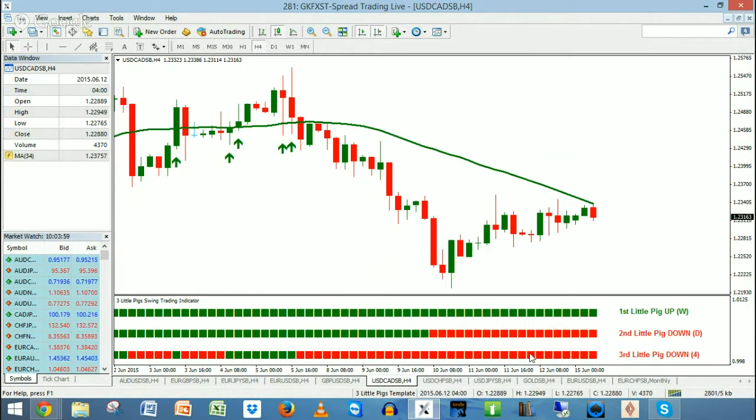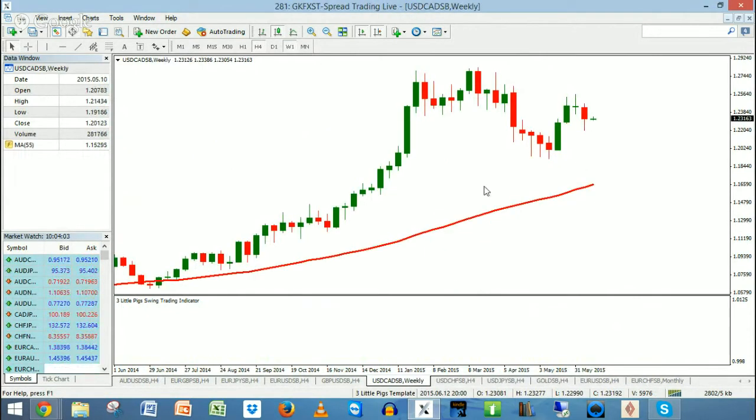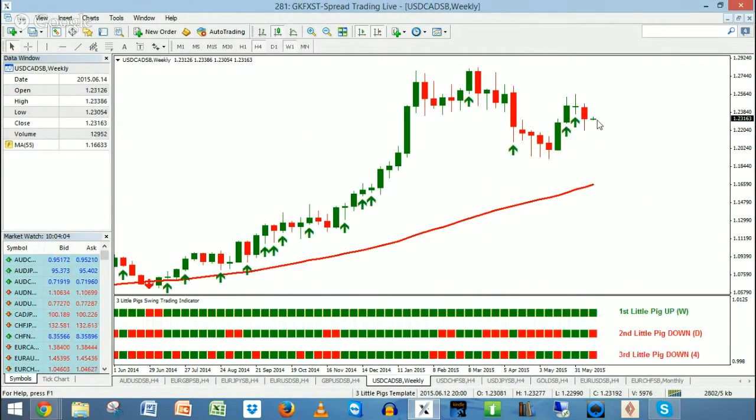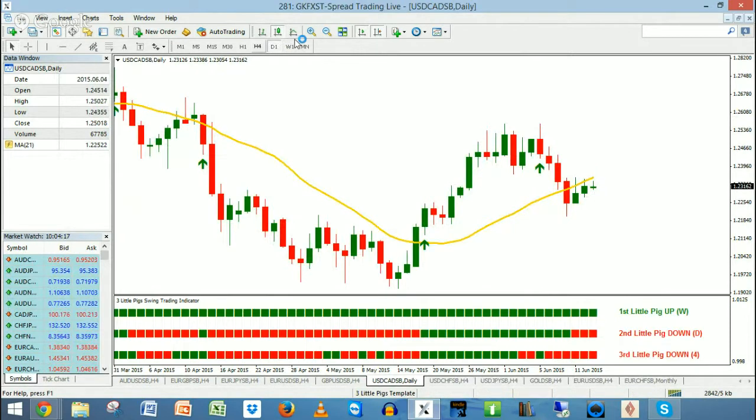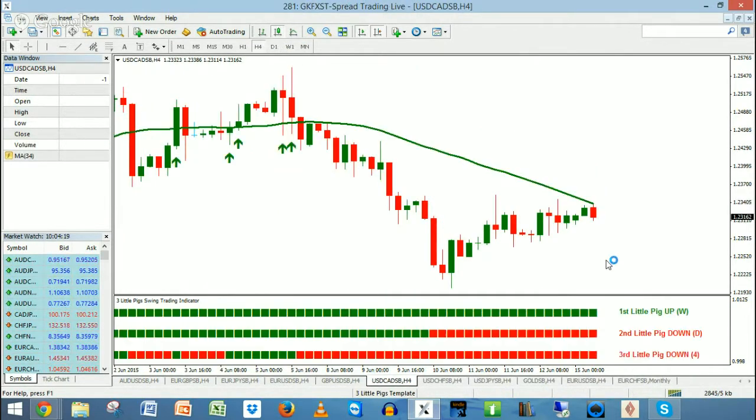USD CAD, the weekly's up, and it's quite the opposite of Euro USD and GBP USD. So the weekly's up. We're quite away from this moving average. So the only thing that we're going to look for here is long trades. So for that to happen, obviously we need the daily to move above this moving average, and then the 4-hour to give us that confirmation with the close above the moving average.